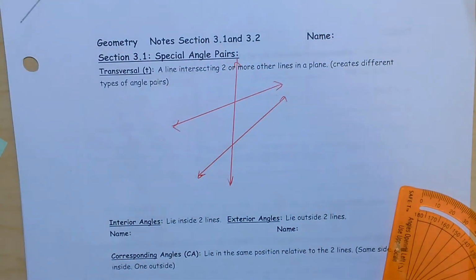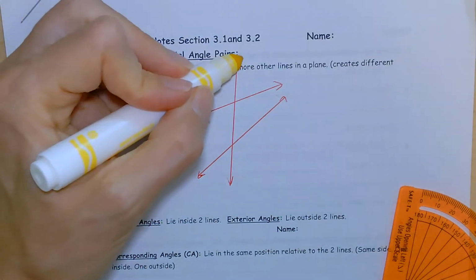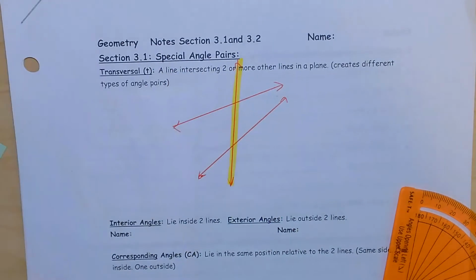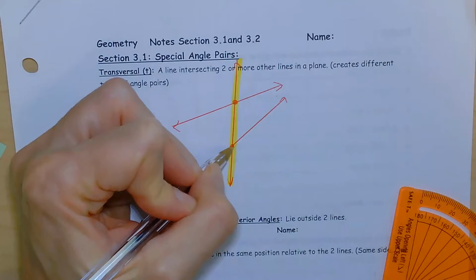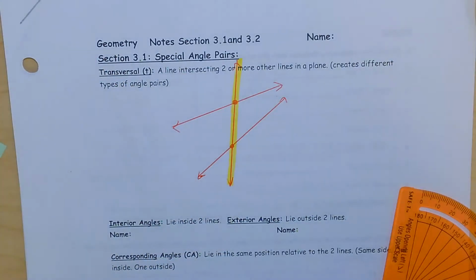And then I'm going to create a transversal. This is the new vocabulary word. This transversal is a transversal because it is a line that intersects two or more lines in a plane. So that's going to create angle pairs.